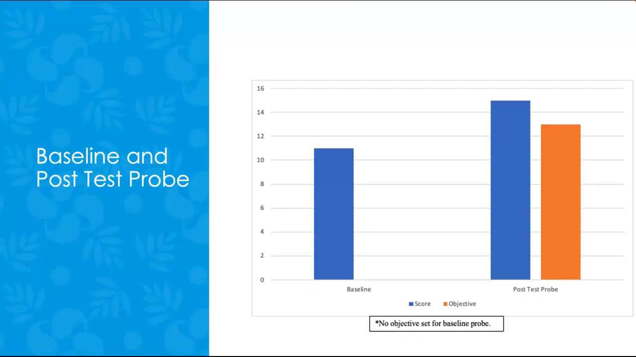And so we can visually see that here. There's that baseline at 11, the post-test at 15, and then that orange bar shows the objective that we were aiming for, so he met the objective and surpassed it.